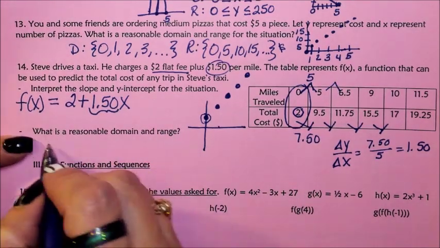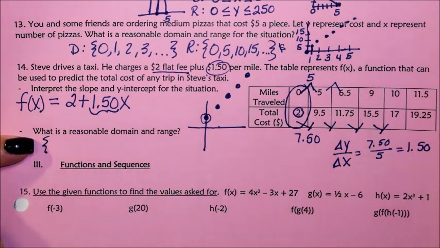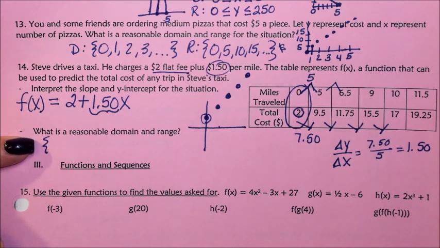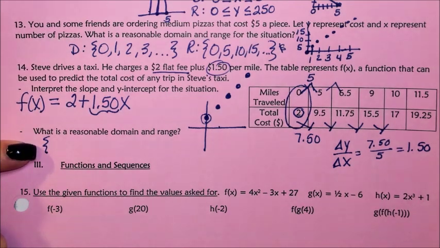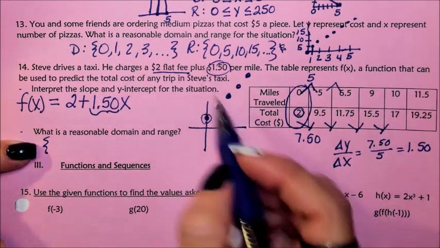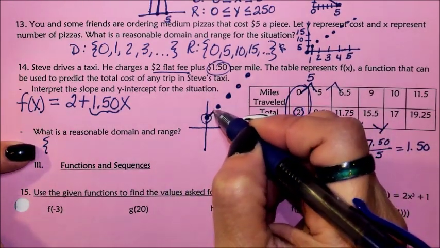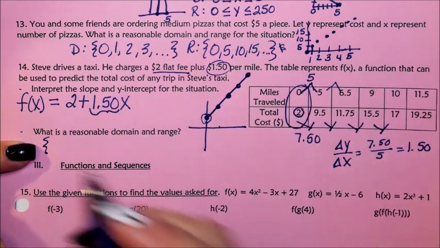Reasonable domain and range. All right. Now let's think about this. You're doing distance. Are you counting the distance? Are you counting, I went 1 mile, 2 miles, 3 miles? Or if you drive 1.3 miles, is he going to charge you for that 0.3 of a mile you went? Yeah, he sure is. So this is continuous.